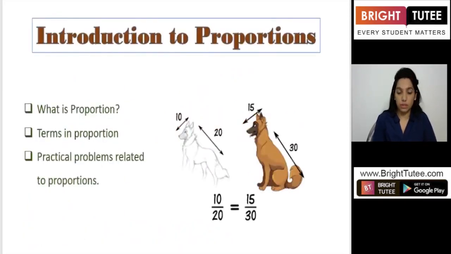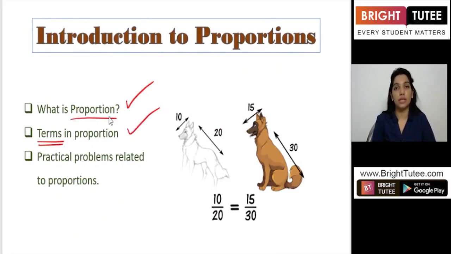I hope you have understood what do we mean by proportion. What are the terms in proportion? That are the extreme terms and the middle terms, right? And I hope you do understand what is the meaning of ratio. It is just that when two ratios are equal, we say that they are in proportion.